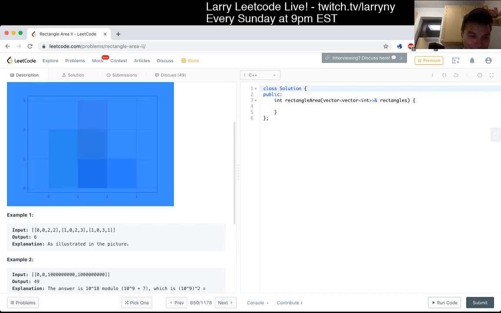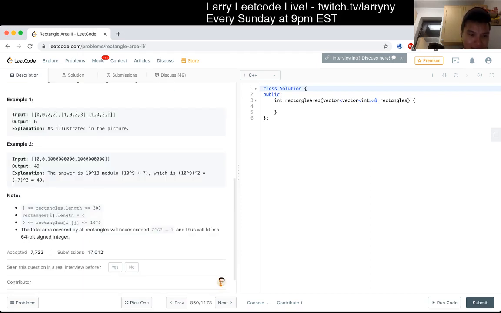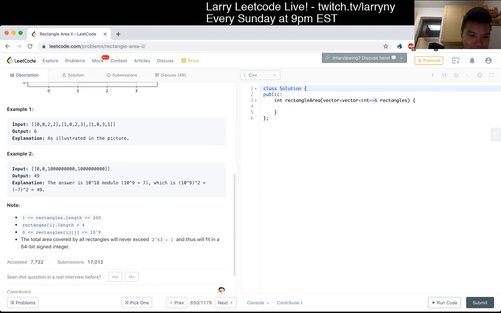So we have this example. What are the inputs? Just 10 to the 9, right? I don't know why they do this. I guess maybe there's some language with no long, like JavaScript is weird with that, so that's why they make you mod. But let's see. For length 200, okay.